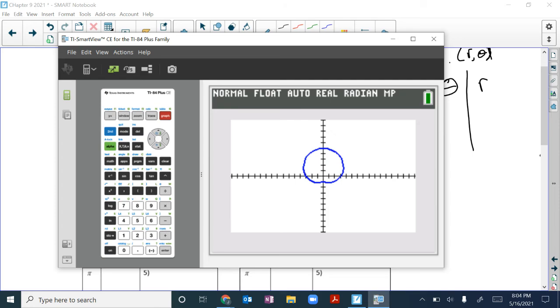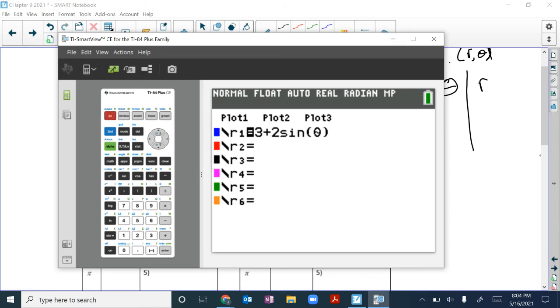So yeah, that's kind of their shape. Okay, so that right there is how you graph them. So y equals 3 plus 2 sine of theta.